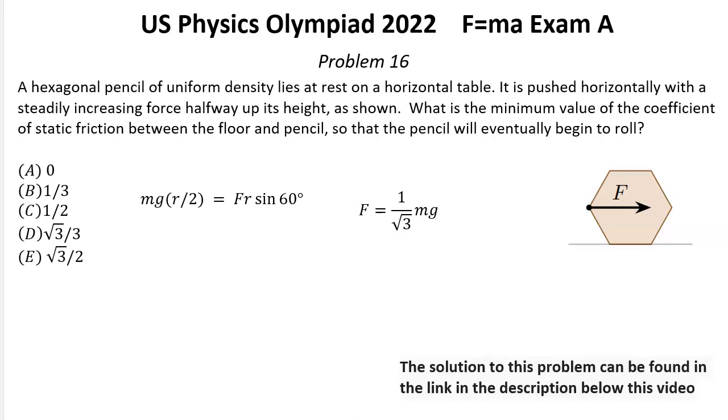On the other hand, for the pencil to be able to roll, the pencil must not be slipping at this point, which implies force F less than mu static multiplied by mg, and both of these give us mu static greater than 1 over root 3. This is answer D, and that was the solution for problem number 16.